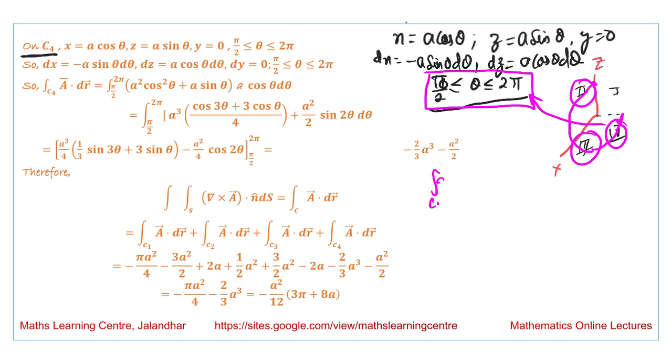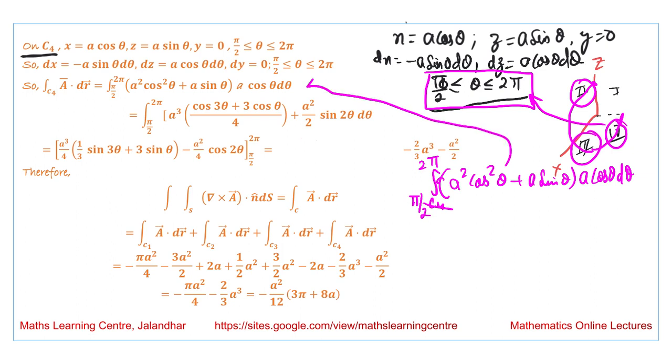over C4. A dot dr means we have a square cos square theta plus a sin theta into a cos theta d theta, and the limits we have here vary from pi by 2 to 2 pi. These are the limits that we have. Now if we open this integral, these calculations are shown here.